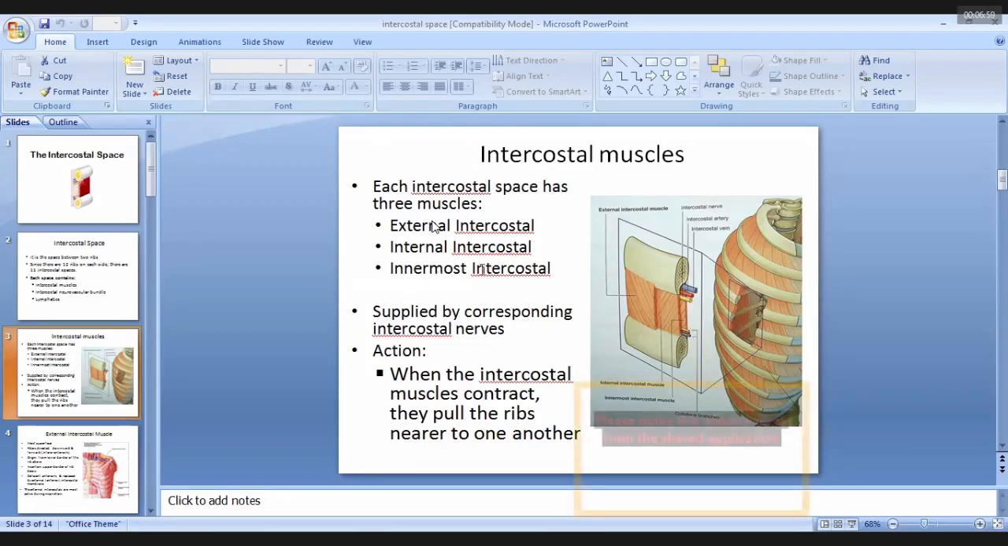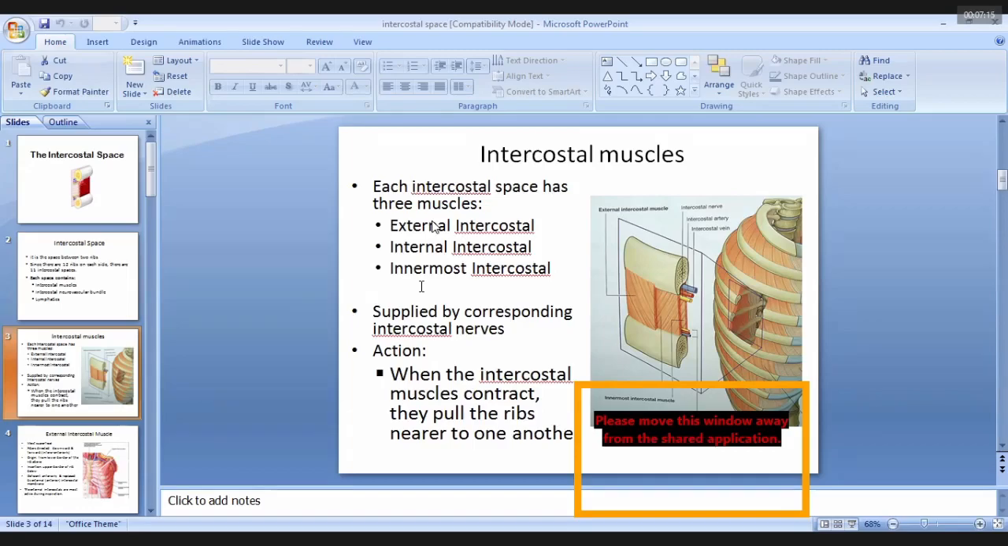All these muscles are supplied by the corresponding intercostal nerves. So, discussing the nerve supply of the intercostal muscles collectively, all these muscles are supplied by the corresponding intercostal nerves.